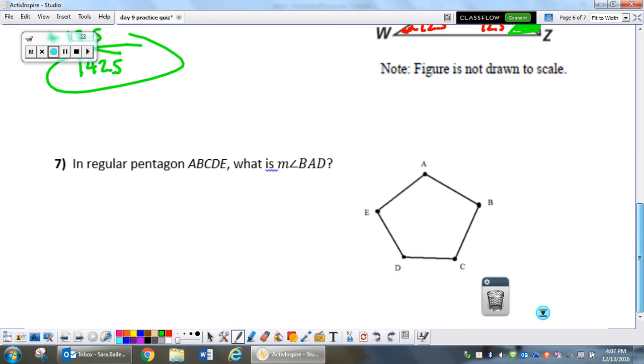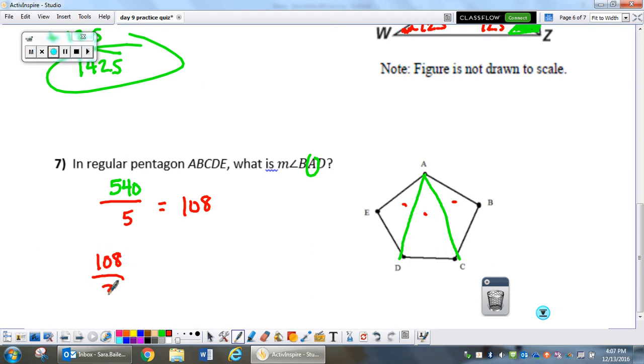All right, number 7, regular pentagon. All the angles add up to 540. What is the measure of BAD? BAD, that means you draw all your diagonals from A. So each angle in the pentagon is 108 degrees. And then this guy gets split up into 3 equal parts. So 108 divided by 3, I believe that is 36.